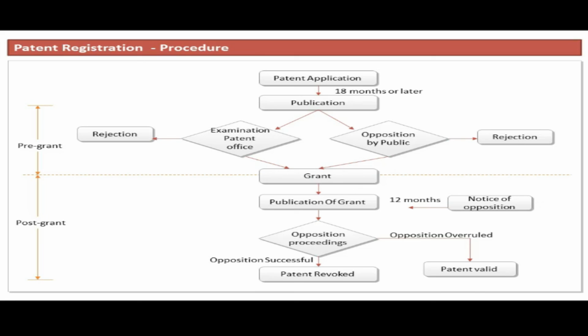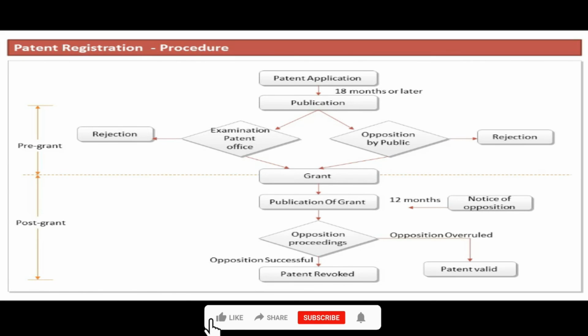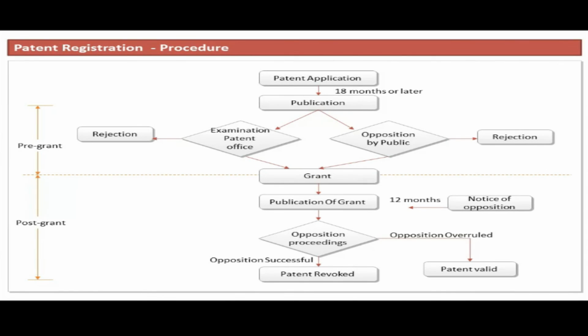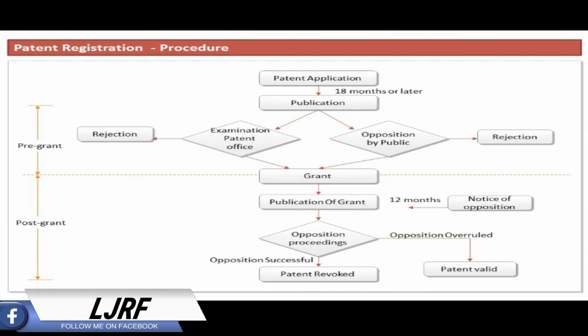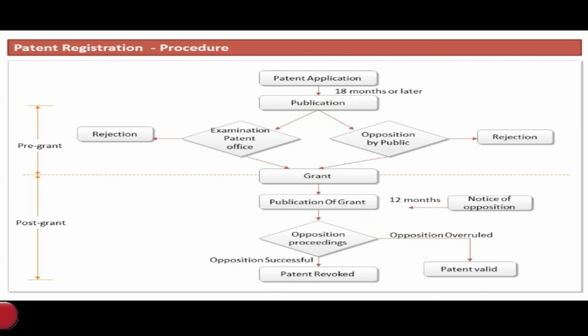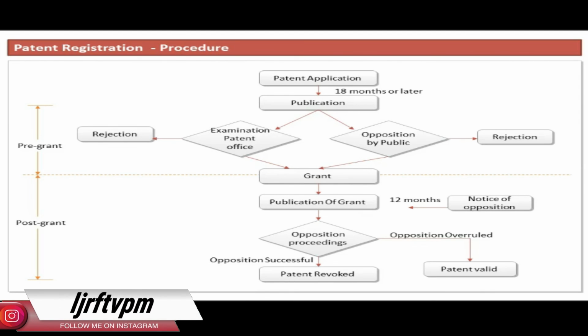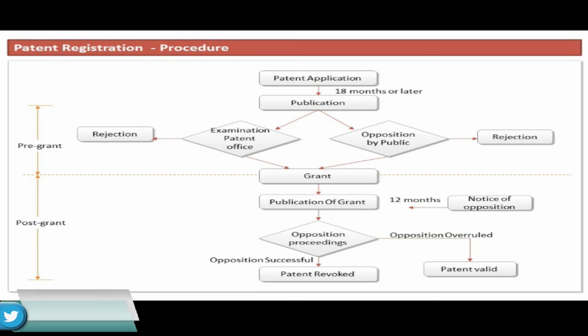Please pay your attention to the down part of the diagram. So within 12 months, you have a possibility of giving a notice of opposition. And if there is an opposition with substance, then definitely there is a procedure going on there. There is something like a court proceeding. It would be something like a quasi-judicial proceeding.